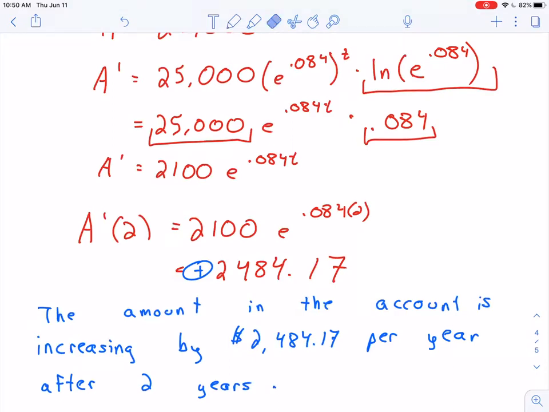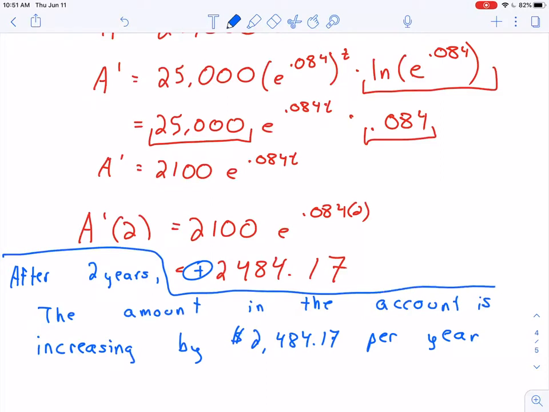I actually forgot, I like to put that in the front, so I like to say after 2 years, the amount in the account is increasing by $2,484.17 per year. I think it helps to give some separation between this 2 years and this per year because it's really easy to mix those two things up. So here is what this number means practically.